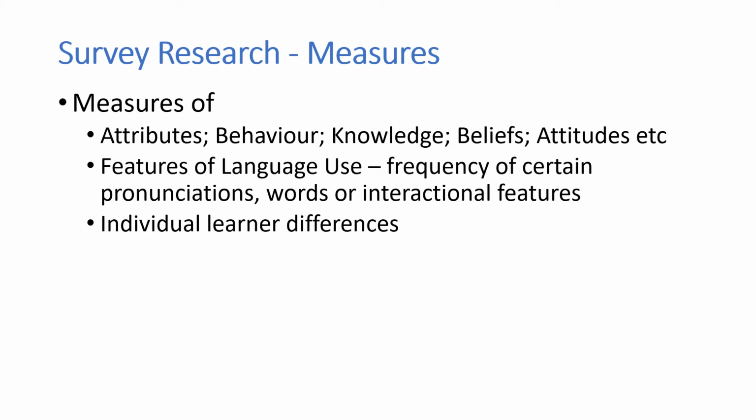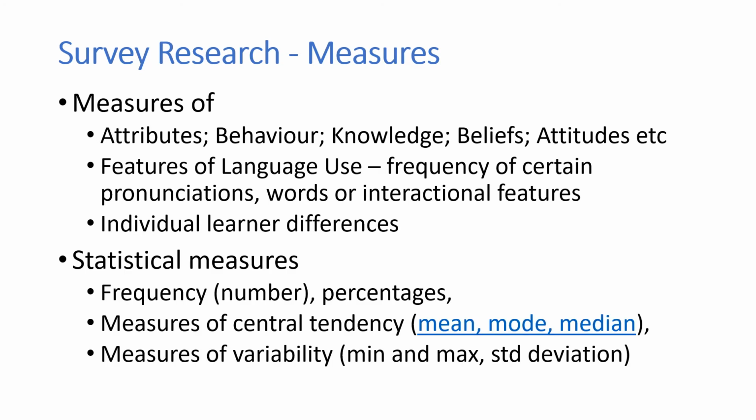In language teaching research, often surveys are used to measure individual learner differences such as motivation, attitudes towards certain languages, and language learning beliefs. What do we do when we've collected these things? We apply statistical measures to describe the data we collect. These can be frequencies, which are how many of a certain type of variable were shown, or percentages. They can be measures of central tendency, which show what are the main or most common or average types of numbers in a data set. And they can be measures of variability, where it shows how much variation there is in a data set, which are related to minimum and maximum or standard deviation.